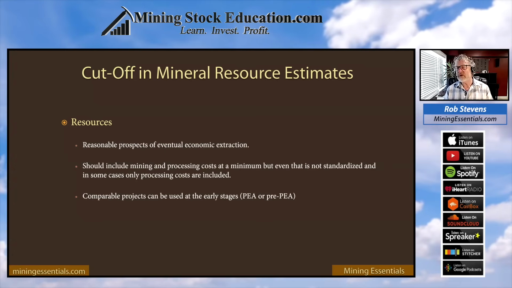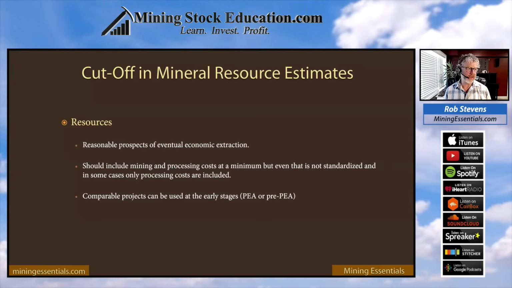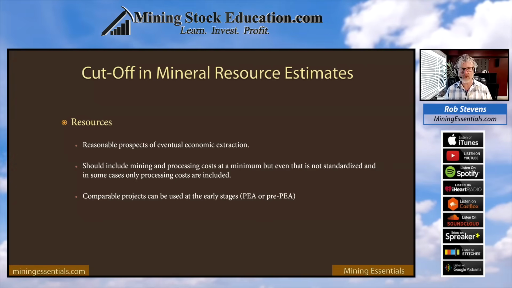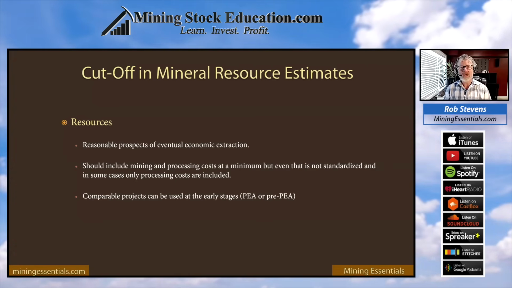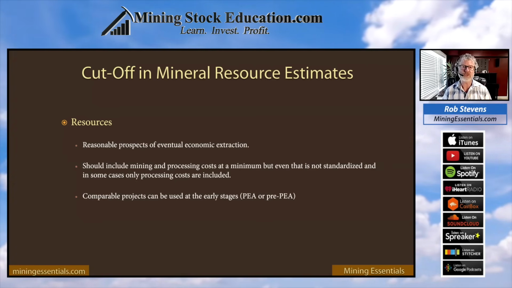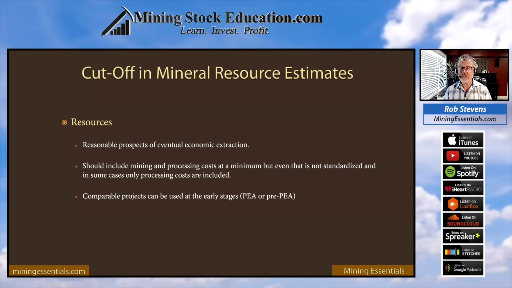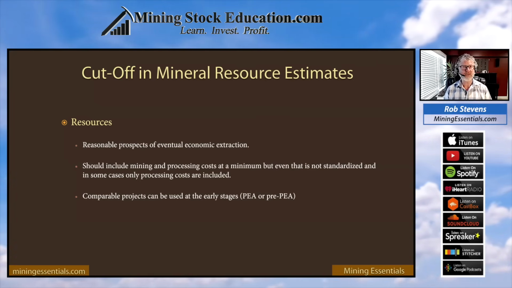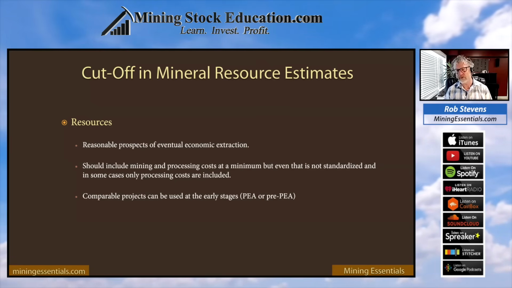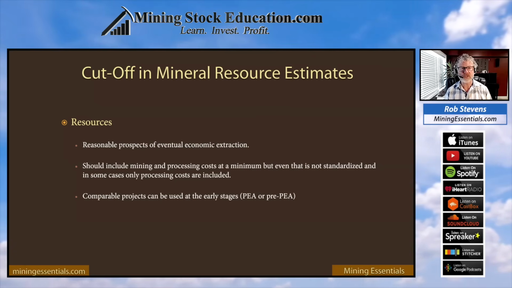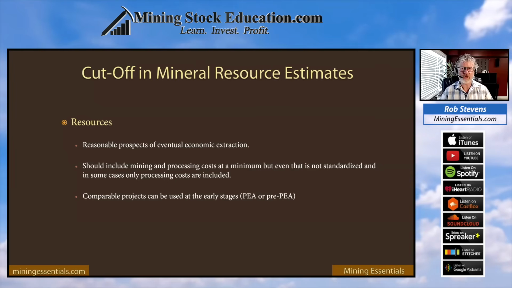Beyond that, you often don't have all the details of the mining method and the processing and recovery and all of those kinds of things. So you just don't have a lot of constraints at the resource level. As I said, you should include mining and processing costs at a minimum. But my understanding is even that's not standardized, and in some cases, only processing costs are included. So that's just something to keep your eye on if you're looking at a resource table and cutoff is described: understand what is included in calculating that cutoff grade.